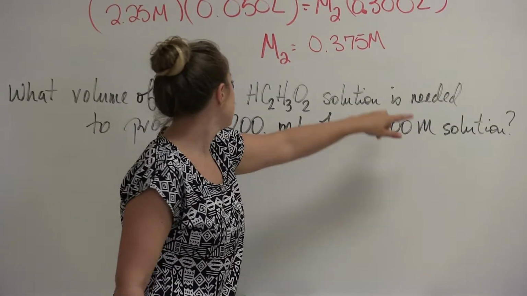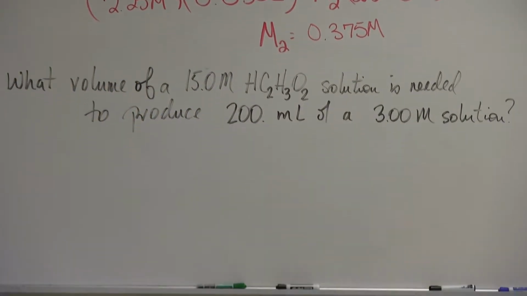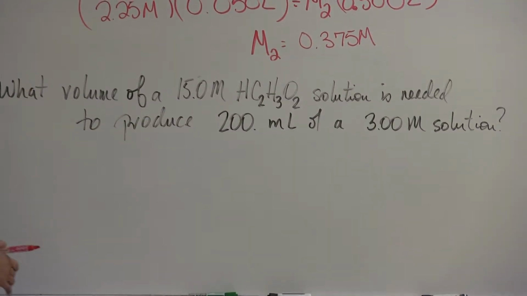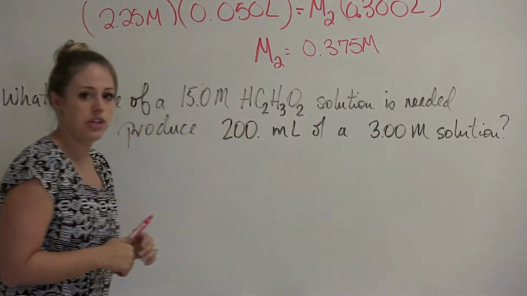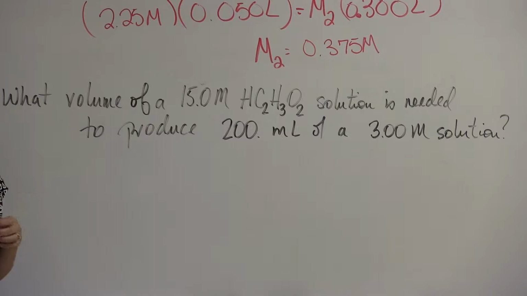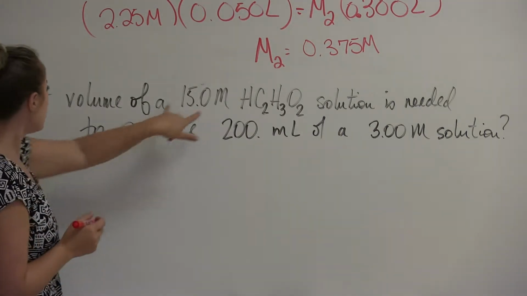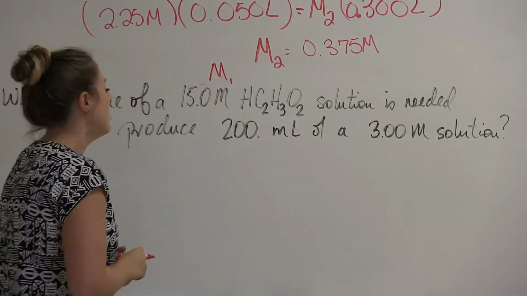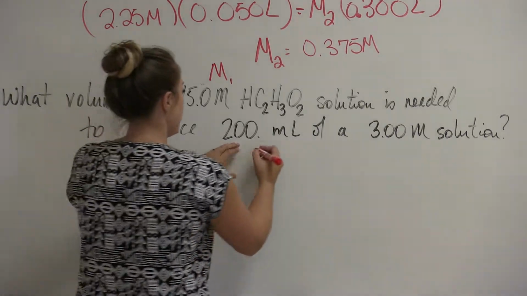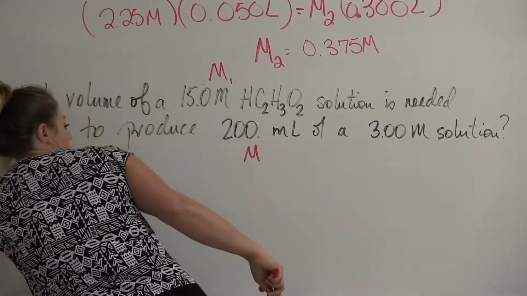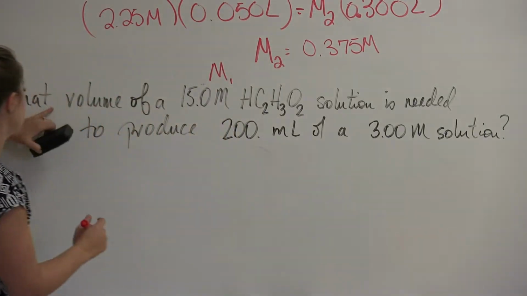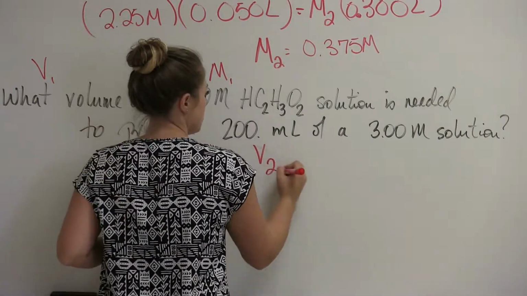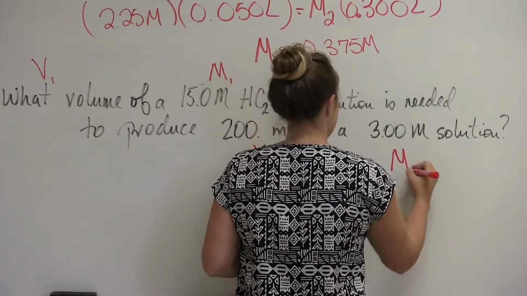Okay, now looking at the next one here, we have what is the volume of a 15 molar acetic acid solution needed to produce 200 milliliters of 3 molar solution. So here we've got a really high concentration, and we want to dilute it to a certain concentration. So we want to know how much solution we need to get it to that concentration. What volume of a 15 molar solution, so this is my M1, is needed to produce, we want to know what volume, so this will be my V1, is needed to produce 200 milliliters, my V2, of a 3 molar solution. So this is my M2.